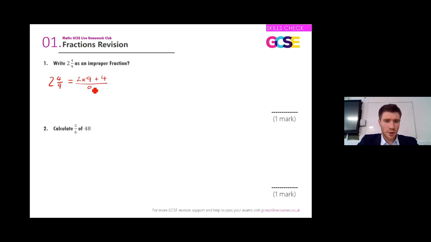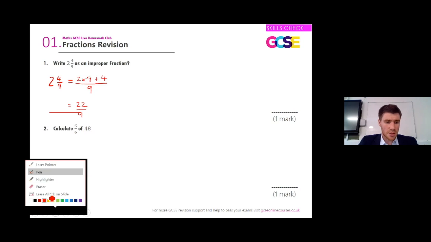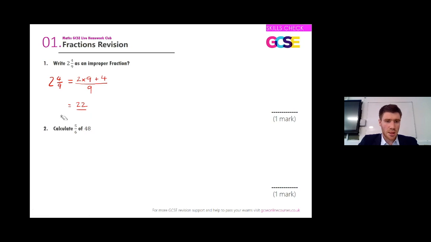There we go. Okay. So 2 times 9 plus 4. Now, BIDMAS means that we're going to do the multiplication first anyway, but it's also written at the front, so maybe people would naturally think to do that. So 2 times 9 is 18, plus the 4 is 22. 22 over 9. And that is absolutely the right answer. We do not need to do anything more with that.